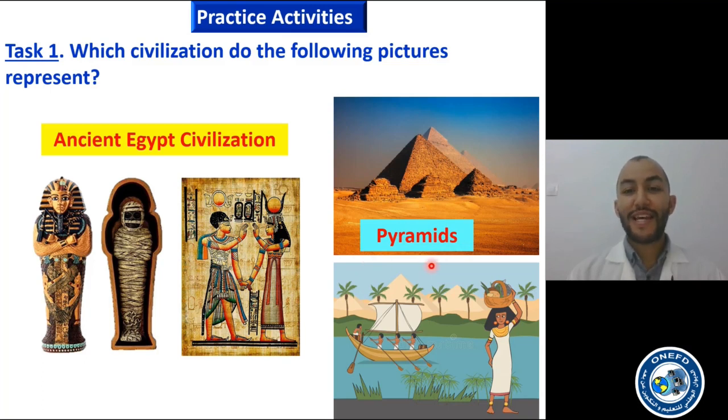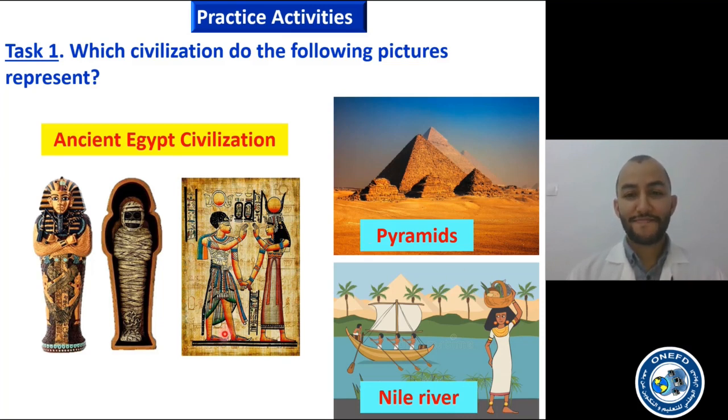Now let's move on to the next picture, or the second picture. So what do you see here? What are they doing, these guys? Yeah, I'm gonna help you out. It's a river, but how do we call the river in Egypt? Yeah, this is the Nile River. All right. Nice.